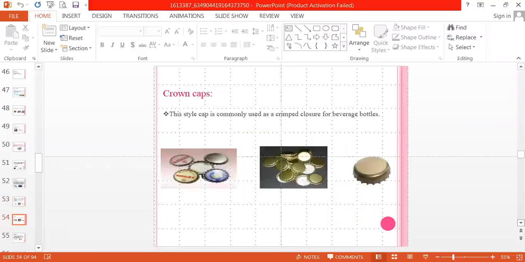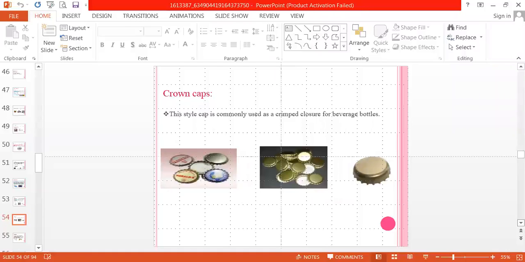Then crown caps are there. Crown caps are just crimped onto the surface of your bottles, and with the help of machines we have to fix them, as well as inner liners like rubbers are used on the inner side of that closure. Once we open them, they cannot be reclosed.